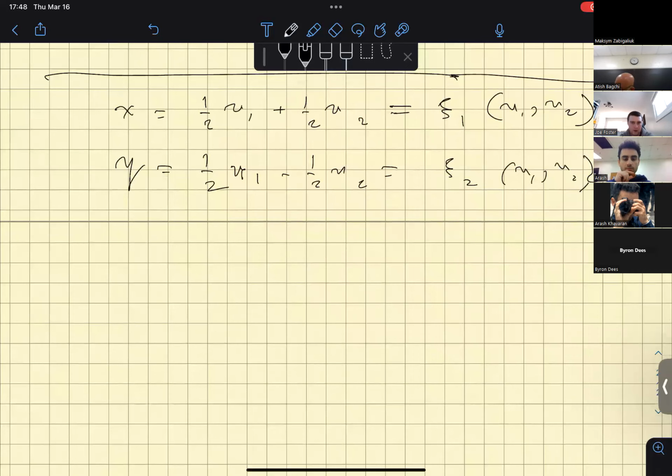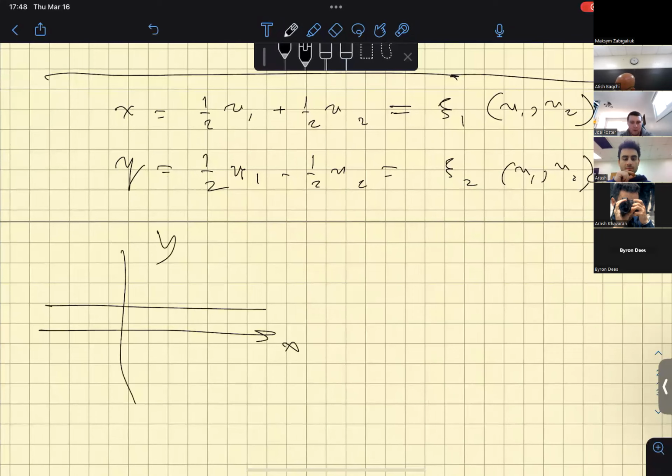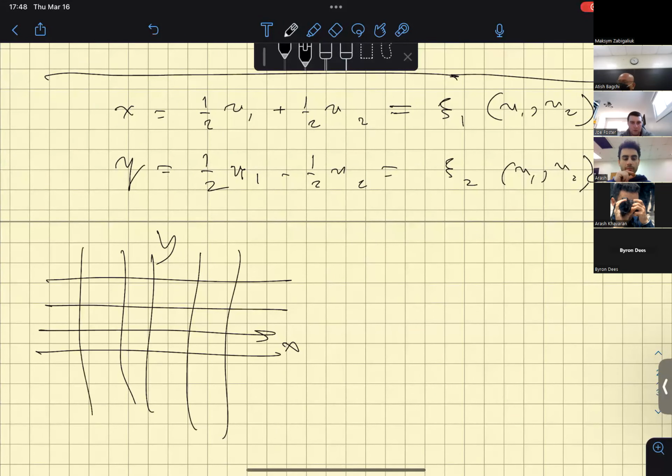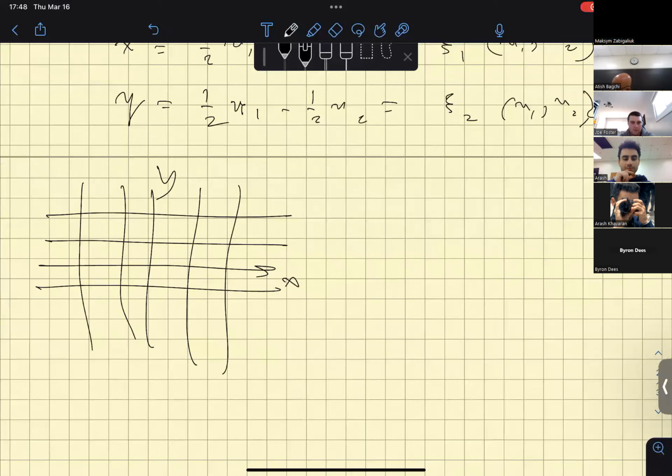So, if the grid lines for the xy system are x is equal to constant and y is equal to constant, that you know. And the grid lines for the x plus y is equal to constant look like this.